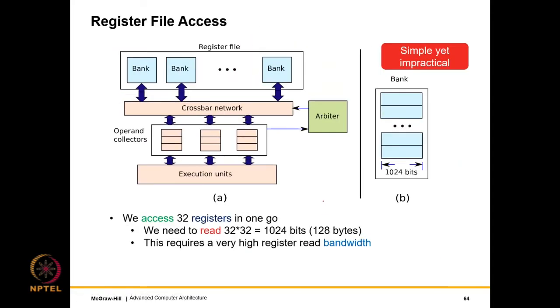So the important question that needs to be answered now is that if, let's say, we have 32 load instructions in a warp or 32 store instructions, pretty much one instruction per thread, what do we do? How do we access it? So let us first count the number of bits that we need to read at the same time. Of course, same time may not mean the same cycle, but let's say in the window of 2 or 3 cycles. So it's 32 cross 32. Why? Because we have 32 threads in a warp and each value is 32 bits. So this is 1024 bits or 128 bytes. So this would require a very high register read bandwidth and a very high register write bandwidth as well.